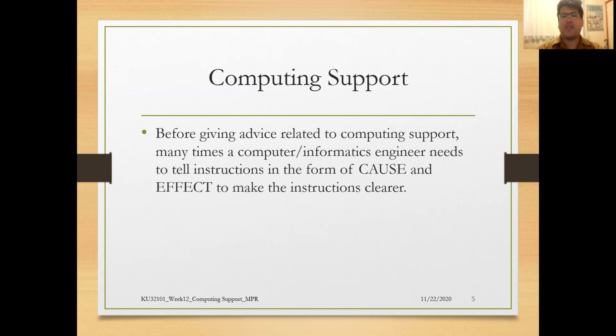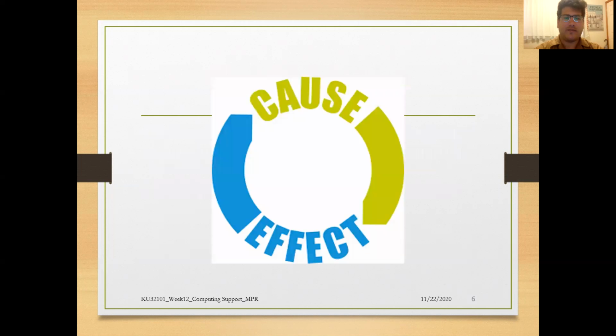Okay, before giving advice related to computing support, many times a computer/informatics engineer needs to tell instructions in the form of cause and effect to make the instructions clear. So we're going to have another look at cause and effect. Okay, so cause and effect can be seen as a cycle. You have a cause, then you have an effect. Okay, an effect can create another cause, then you have another effect, and it keeps going around like that.